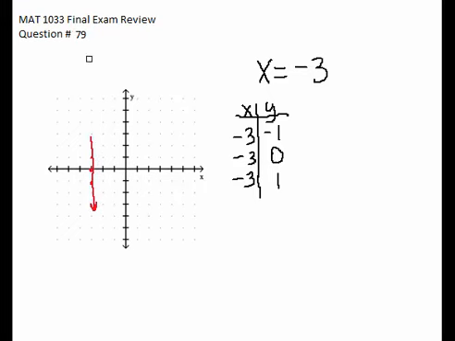It doesn't look very vertical, does it? But this would be a vertical line. See if I can get it to draw a little bit straighter here. This connecting those points would be a vertical line.